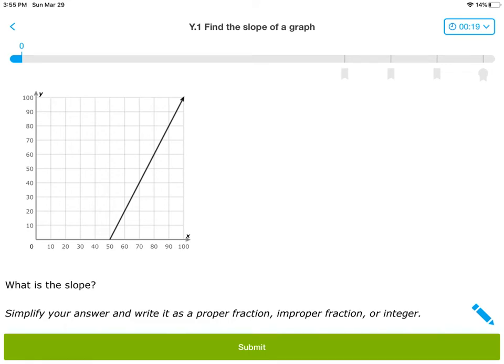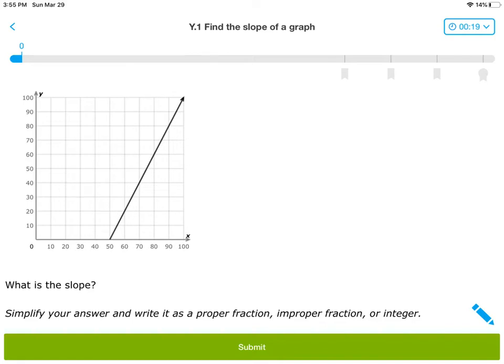To find the slope, all it means is to find the vertical change and your horizontal change, which means your change in x and your change in y. So to go about this, what you want to do is find two points along your line, anywhere along your line, and you'll get the right answer.